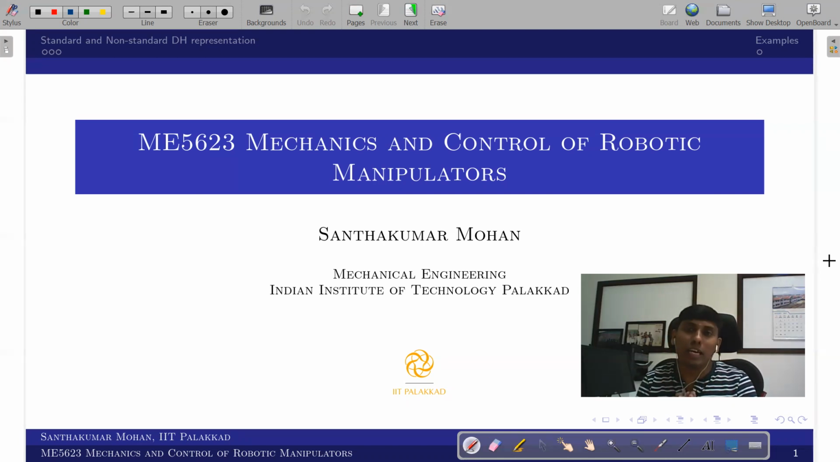Further, the standard and non-standard forms differ in that the i minus one axis or ith axis in the non-standard form corresponds to the same actuator. If I denote theta as corresponding to the ith axis, then when I take the standard form, theta i corresponds to the i minus one axis. This is the basic difference. I hope now you are clear. We will move forward with a certain example.